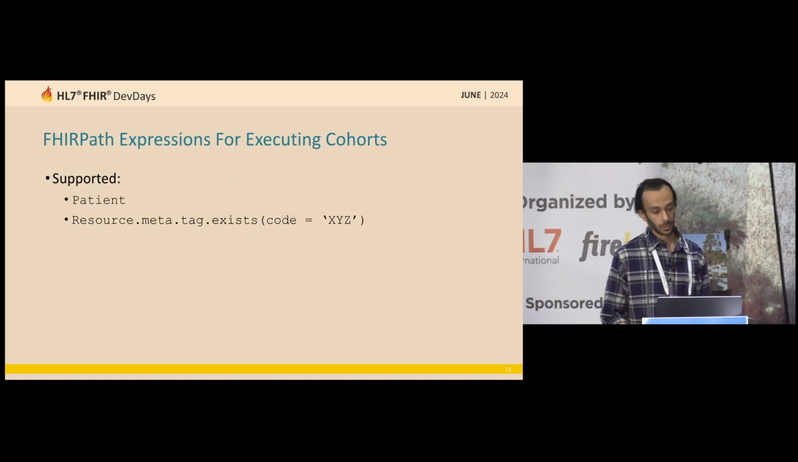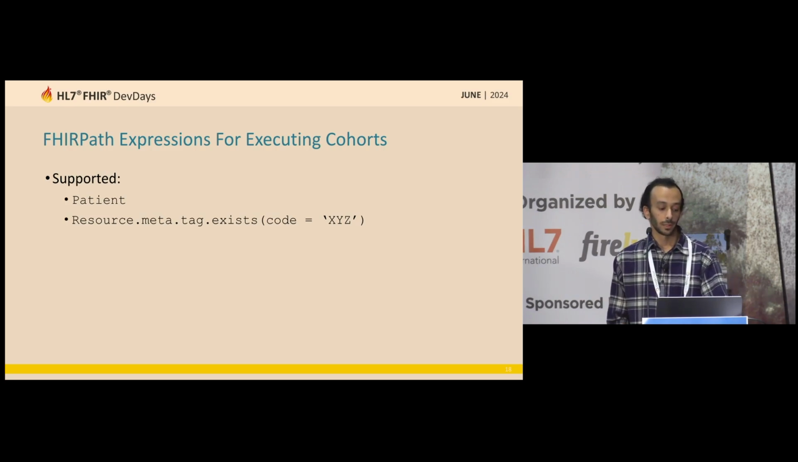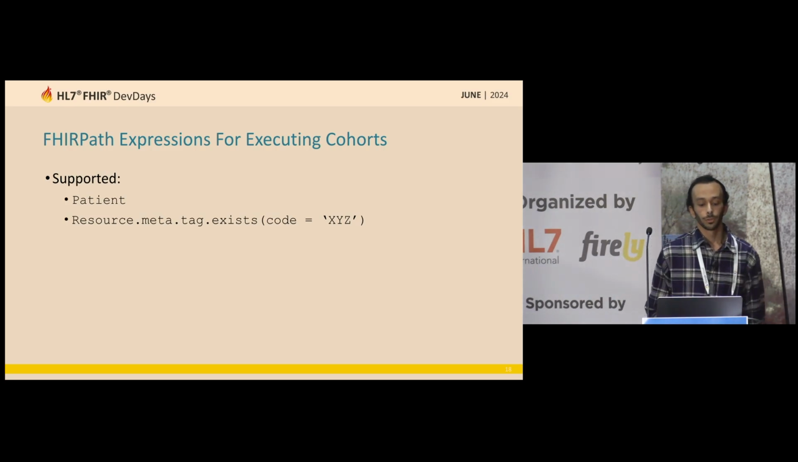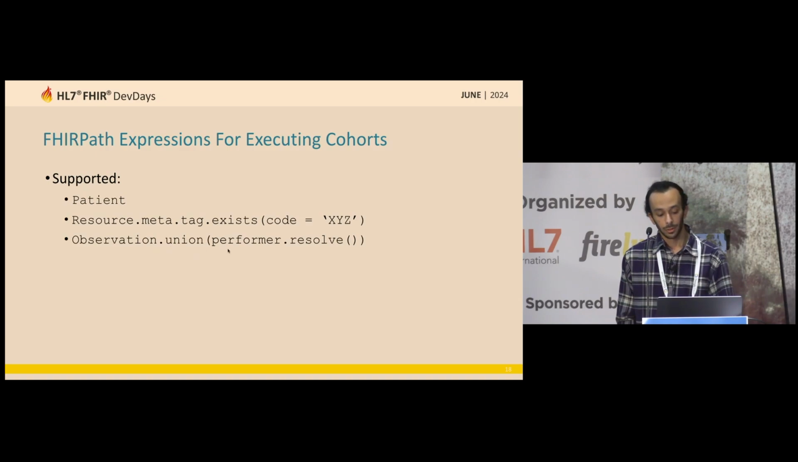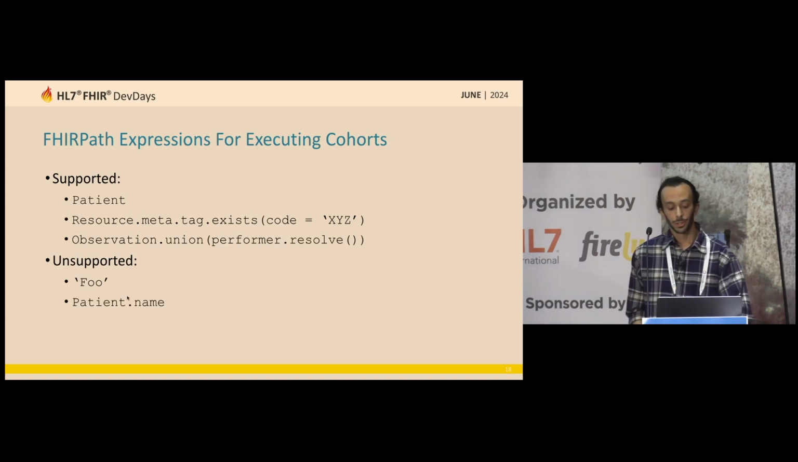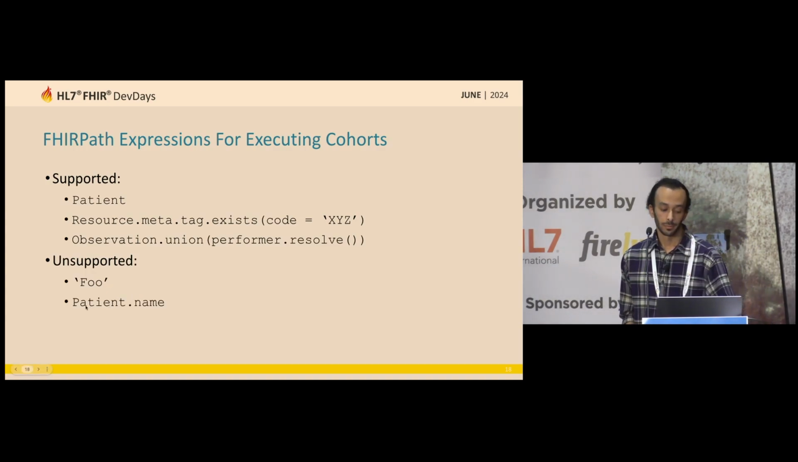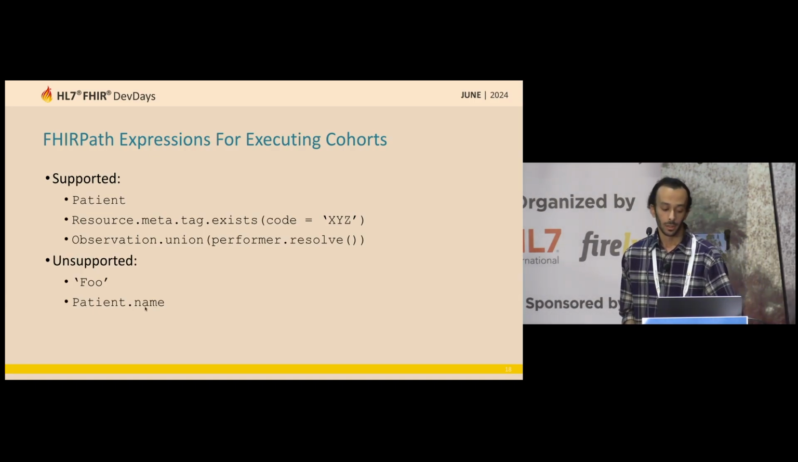These are some examples of supported expressions according to the constraint we set in the previous slide. A Patient is a valid expression because it can return one resource or none. The second expression here will return a Boolean, so it's valid. This can return a collection, assuming performer resolves to something. Some examples of unsupported expressions can be a string literal, foo, or Patient.name. Although this starts with a valid resource type, the expression doesn't evaluate to either a Boolean or a resource.